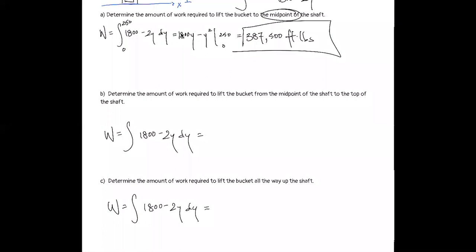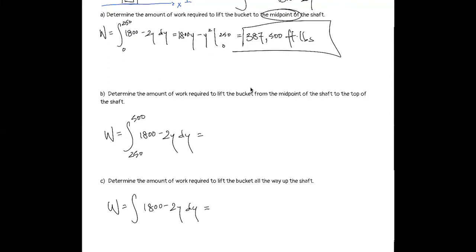All right. Anyone have ideas for the bounds for part B? 250 to 500. 250 to 500. I love that. Now, do we think it's going to be more work or less work for the second half than the first half? Less. Why? Because of the weight of the rope. Yeah, exactly, right? There's less cable, so there's less work.